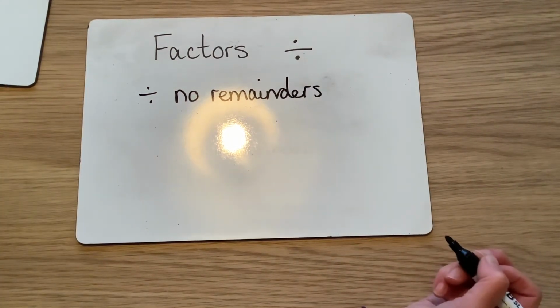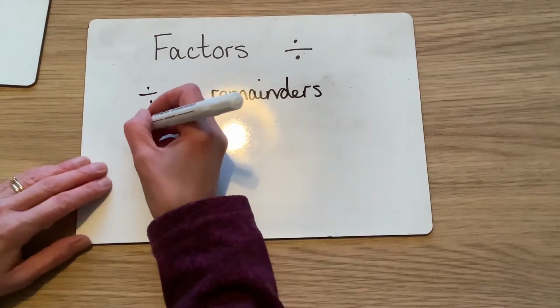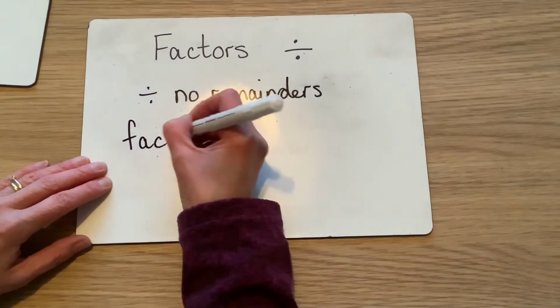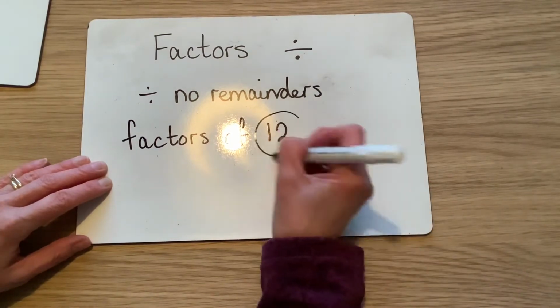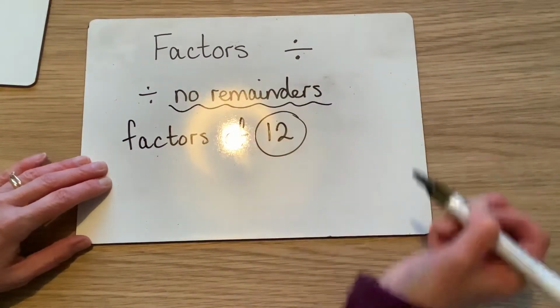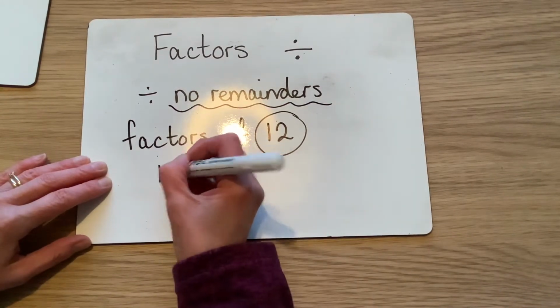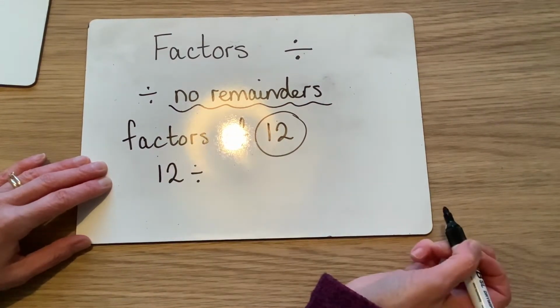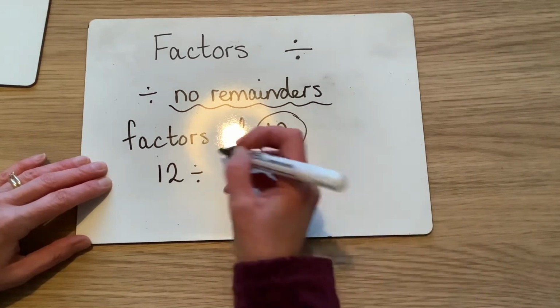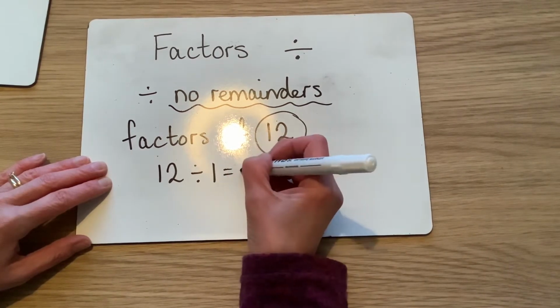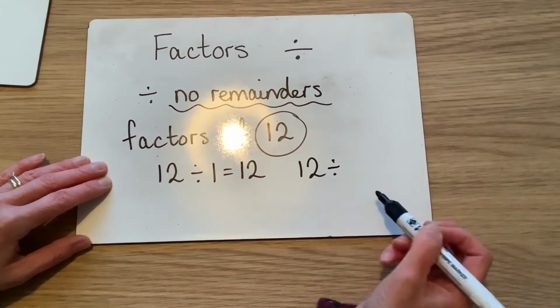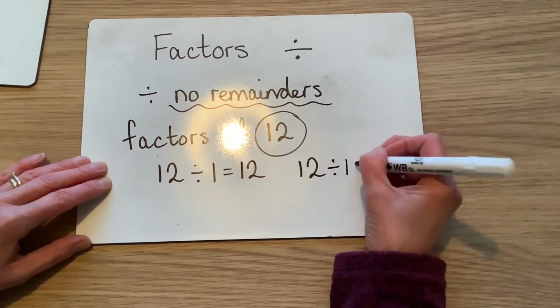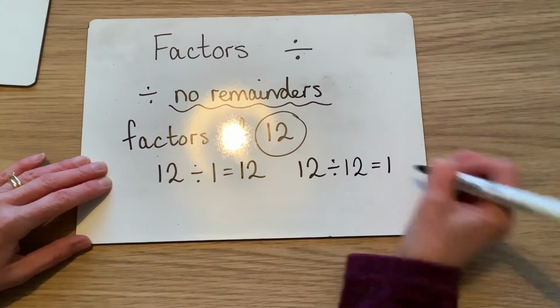Factors, well, we're thinking about a number that we can divide exactly into another whole number. So if I wanted to think about the factors of 12, what I'm looking for are the numbers that I can divide 12 by without having any sort of remainder. Now, I start off by thinking, well, what can 12 be divided by? Every number can be divided by 1, and 12 divided by 1 is 12. Every number can also be divided by the number itself. So 12 divided by 12 is 1.